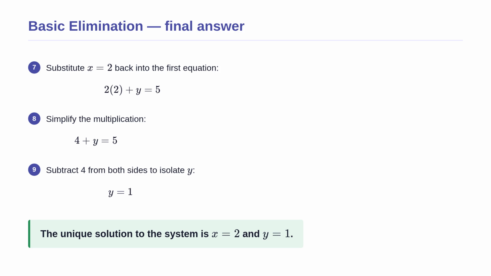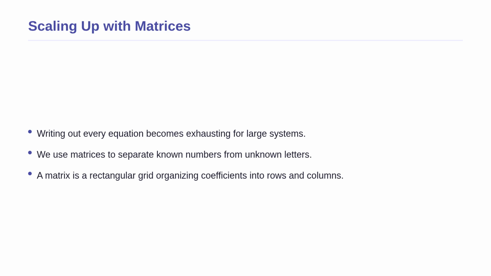By subtracting 4 from both sides, we find that y equals 1. We have found our unique solution. Physically, this means the point (2, 1) is exactly where our two lines intersect on the graph. We just solved a system with two variables.